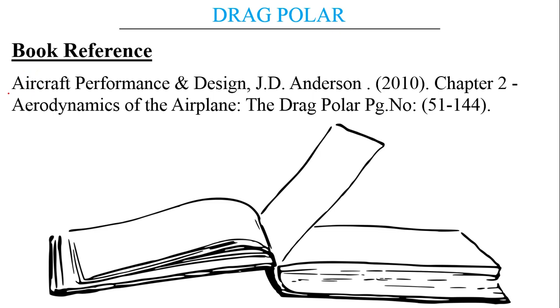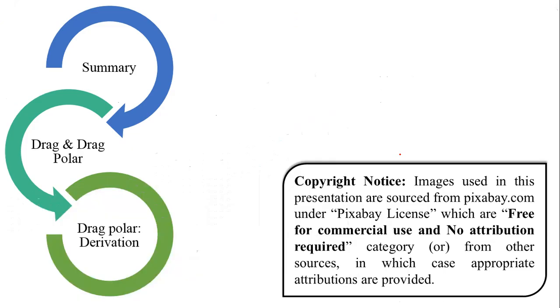For this particular topic, you can refer to Aircraft Performance and Design by J.D. Anderson, the 2010 version, which may be available in your college library, or you may use other resources. Chapter 2 in particular discusses the aerodynamics of the airplane and the drag polar. The particular page numbers which you can refer to are 51 to 144 of it. And that's it for this session.